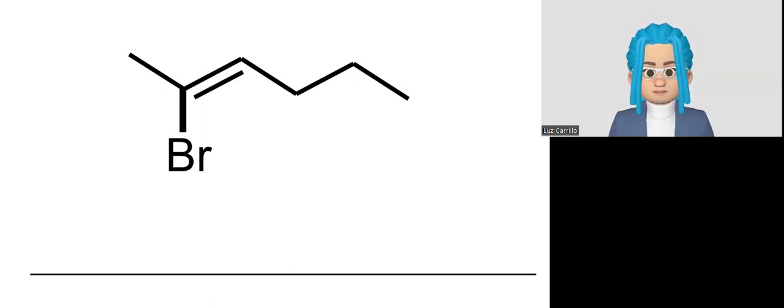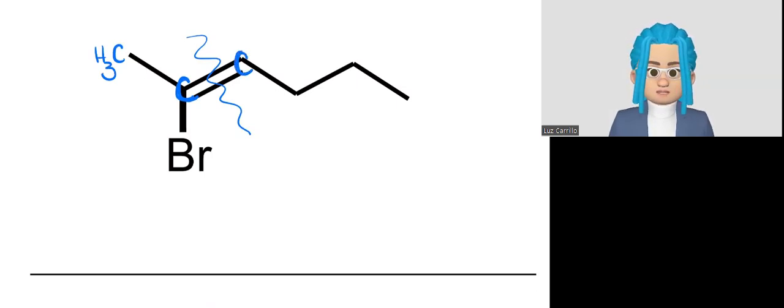I take my alkene and I divide it in the middle. I write in the carbon atoms. There's one right here, which towards the top is connected to a CH3. Towards the bottom is connected to a bromine. Here I have another carbon atom, which towards the top is connected to hydrogen, and the bottom is connected to a CH2.